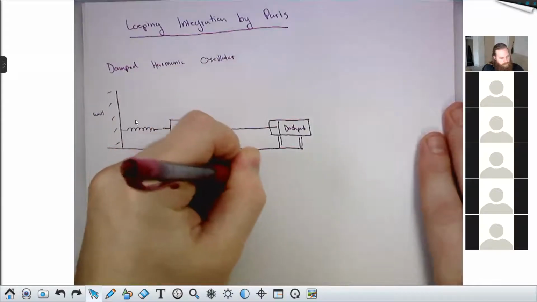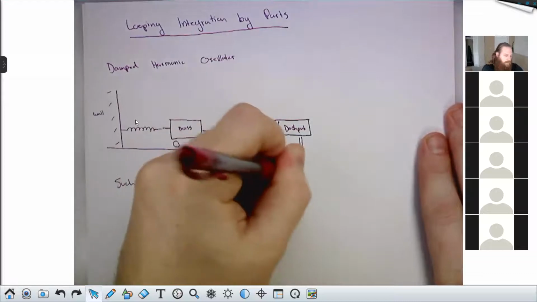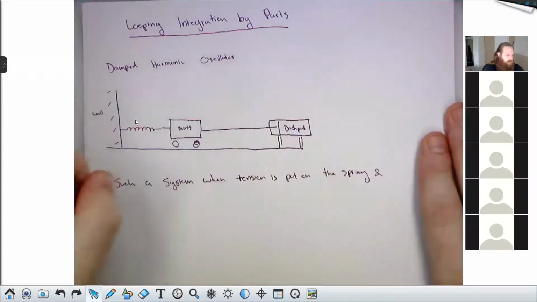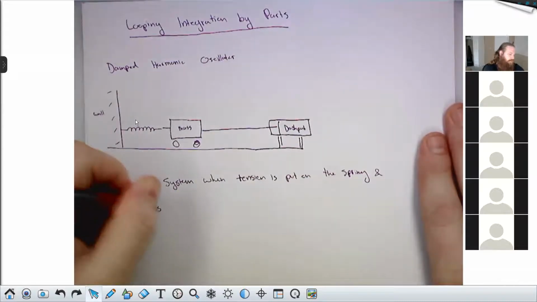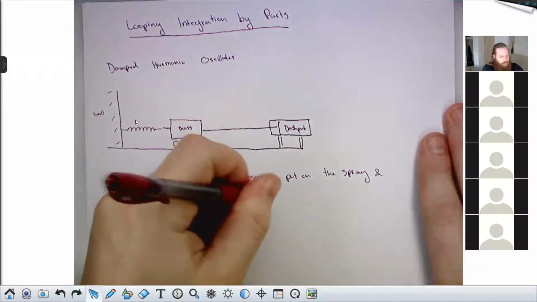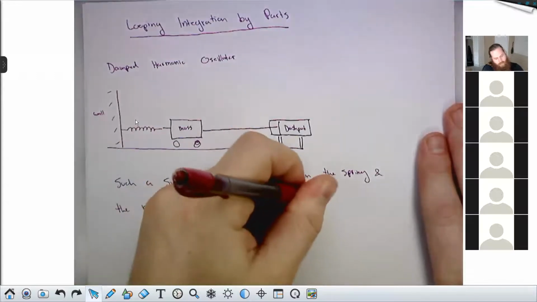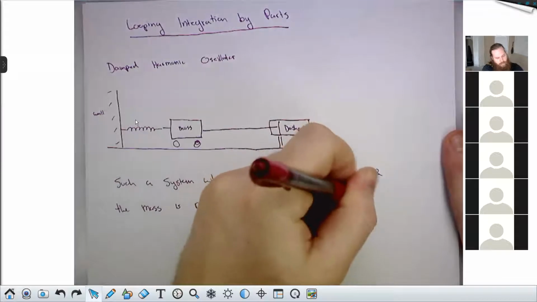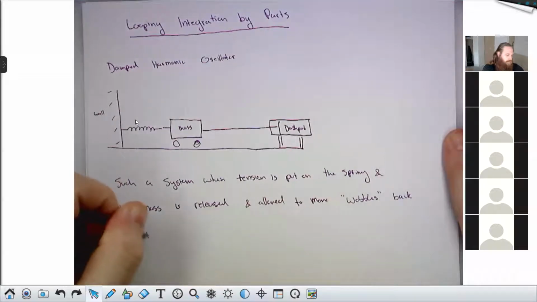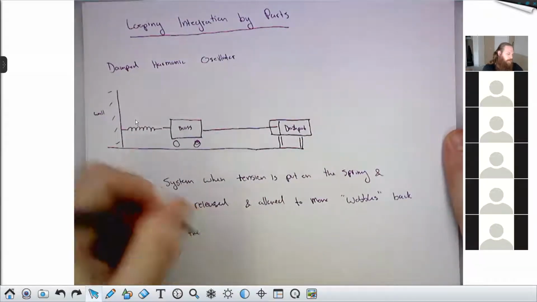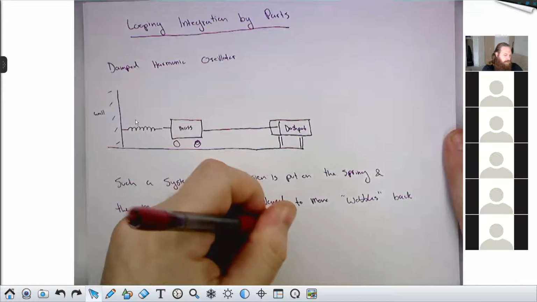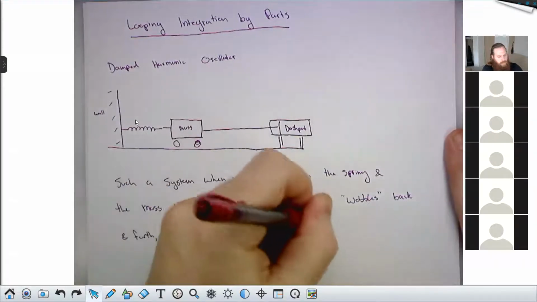when tension is put on the spring, and the mass is released, and allowed to move, wobbles back and forth. But the dashpot, the term is, dampens the wobble.